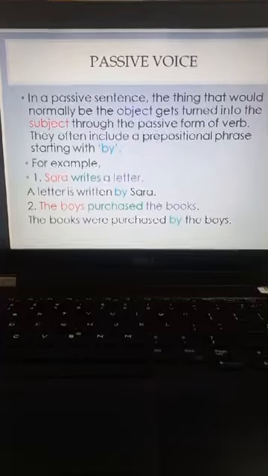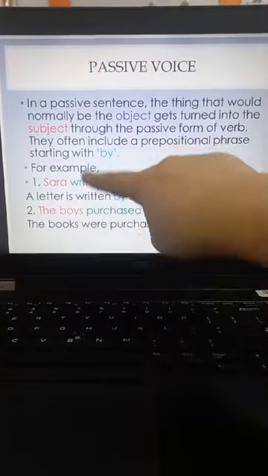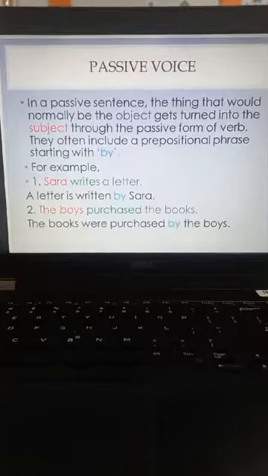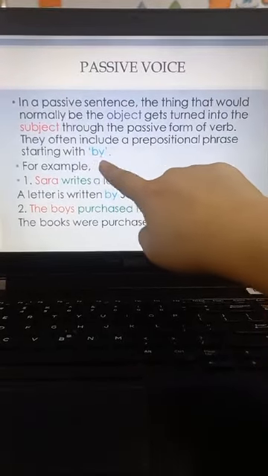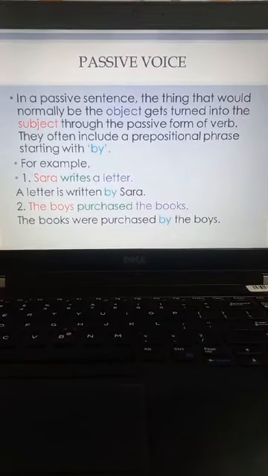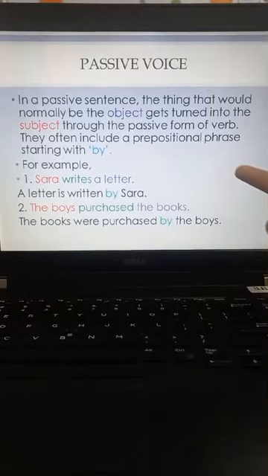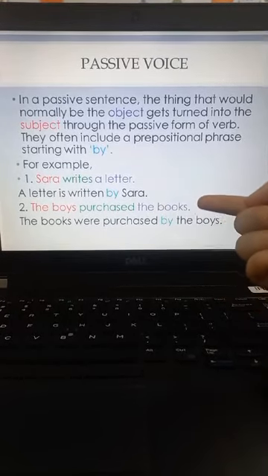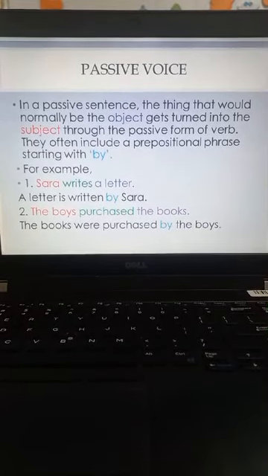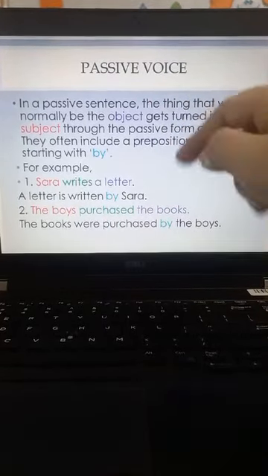But in passive voice there are some rules in which the object gets turned into the subject. The word that was basically a subject first turns into an object, and we also add a preposition by, which shows by whom the action was done. For example, if we had the previous example of Sarah writes a letter, it can be rewritten as a letter is written by Sarah. It has the same meaning, but the sentence structure is different, and we have added the word by, which is showing that it is the passive voice.